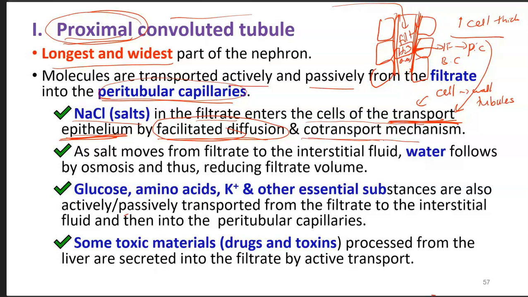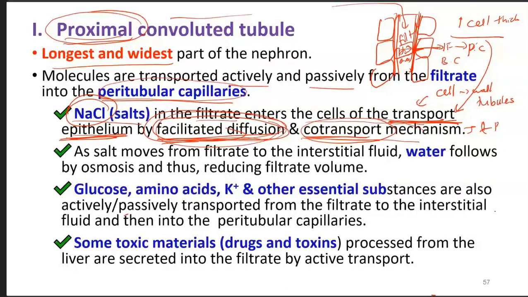So it depends on the type of molecule. If the molecule requires facilitated diffusion, it will travel through the transport epithelium through facilitated diffusion. If the movement of the solute requires a transport protein, then it is through co-transport. So both basically require transport protein, because these two movements require transport protein to move the solute, in this case sodium chloride.